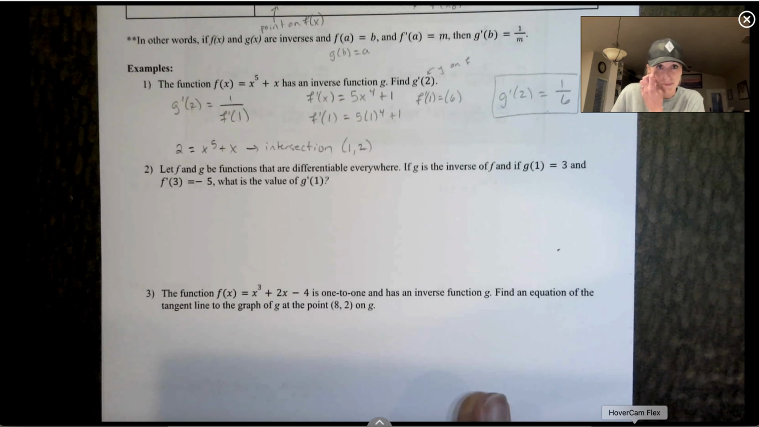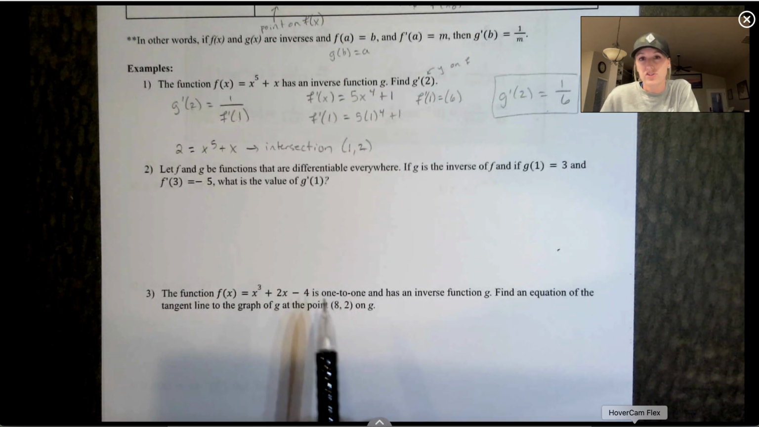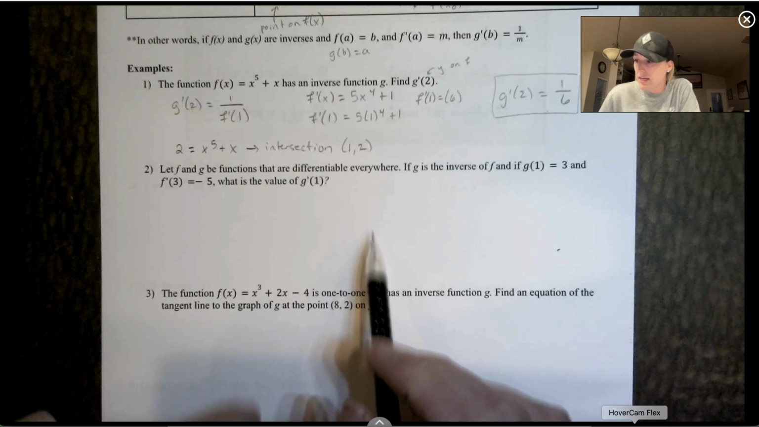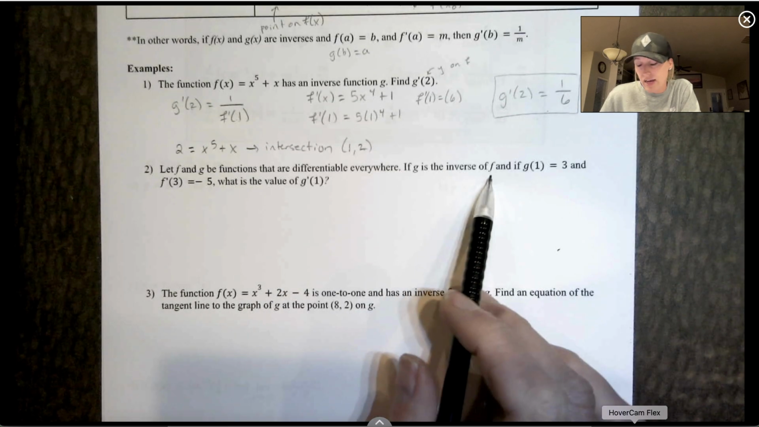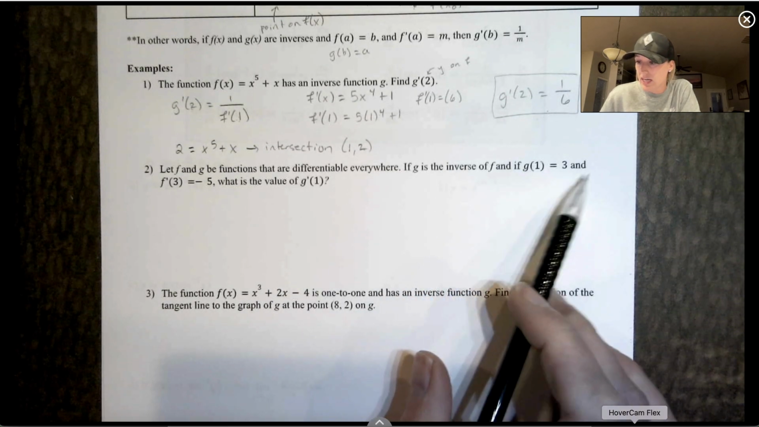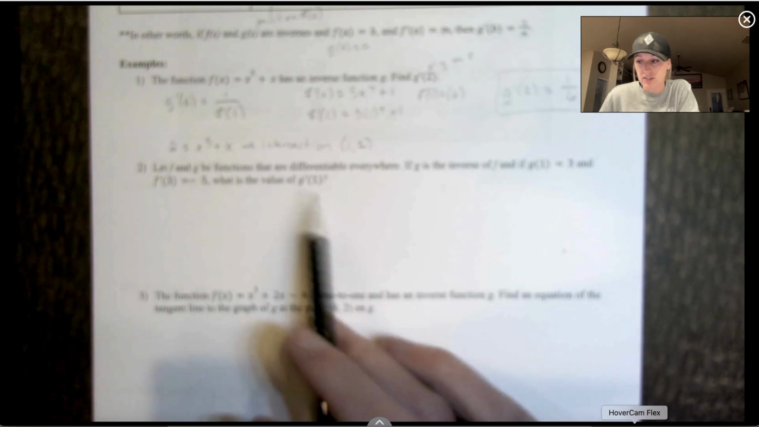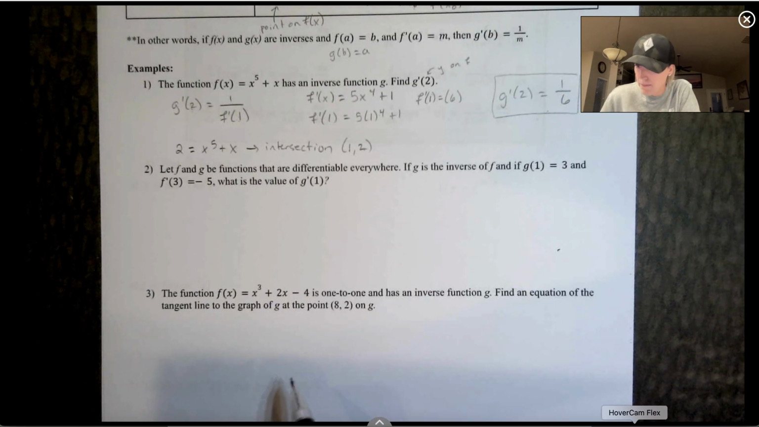All right. Let f and g be functions that are differentiable everywhere. If g is the inverse of f, and g of 1 is 3, and f prime of 3 is -5, what is the value of g prime of 1?